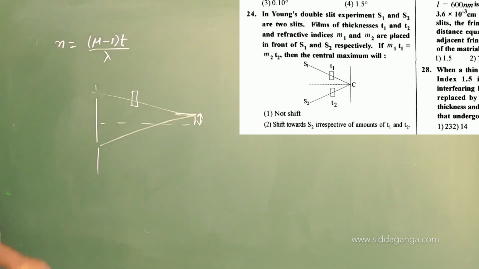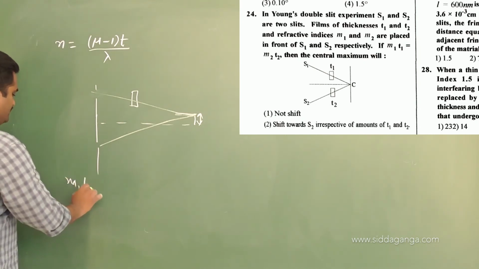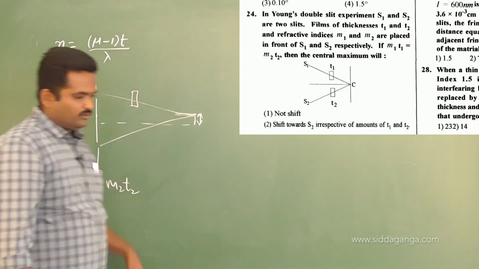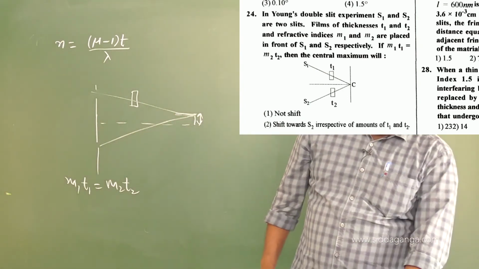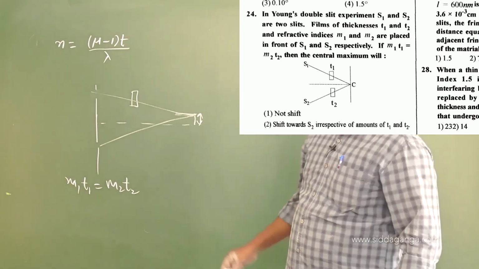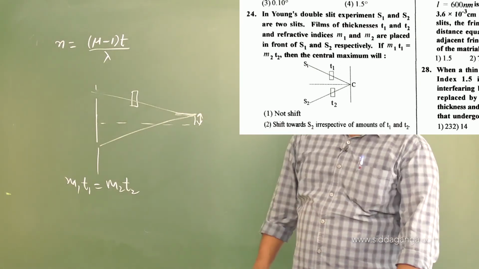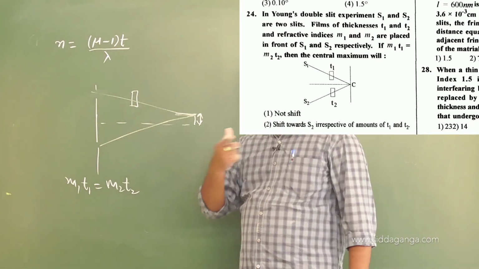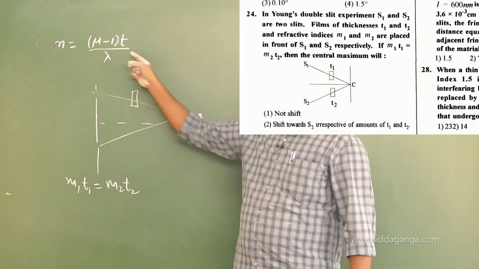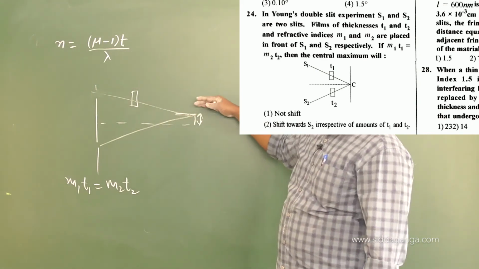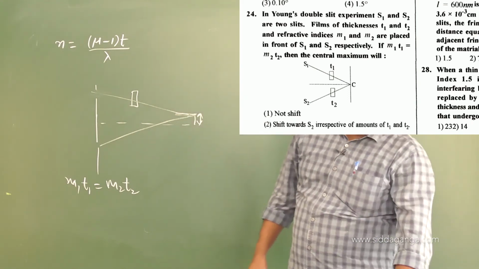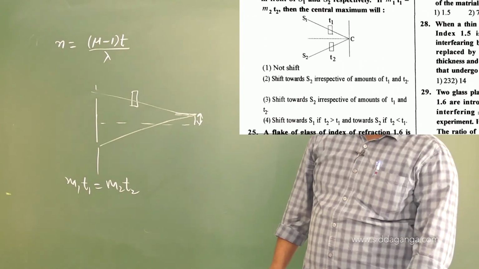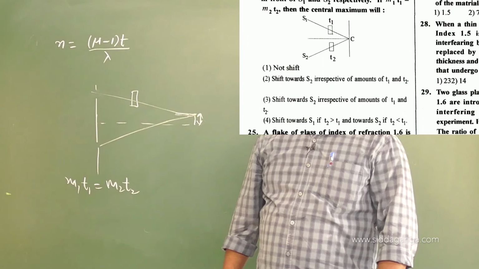Taking that into consideration, what is the relation given? M1 T1 is equal to M2 T2. Now the shift is towards S1 if T2 is greater than T1, that is, if the thickness of the second one is greater than the thickness of the first one, the shift will be towards S1. Why? Because if it is thicker for the given condition, and you solve this relation for how much it got shifted, substituting the given conditions, then in the fourth option you get: shift will be towards S1 if T2 is greater than T1, and towards S2 if T2 is less than T1.